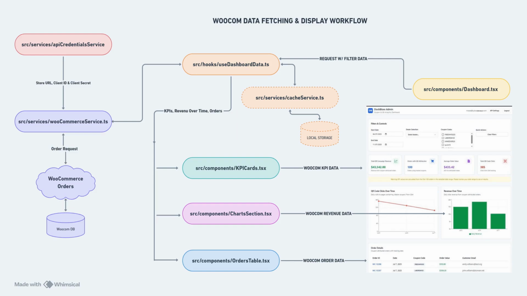The data flows out to three specialized components. KPICards.tsx receives the aggregated metrics, total revenue, order counts, average order values, and displays them in those beautiful cards at the top. ChartsSection.tsx gets the time series data and transforms it into that compelling revenue trends bar chart. OrdersTable.tsx receives the detailed order information and renders that comprehensive table at the bottom with order IDs, dates, coupon codes, and customer details.